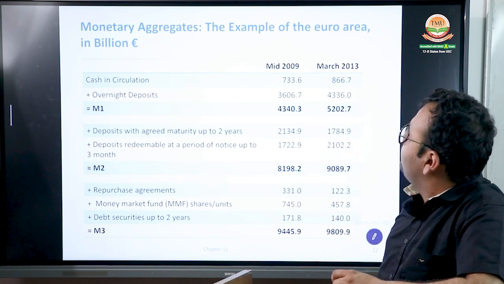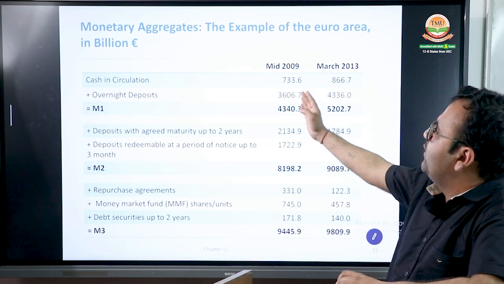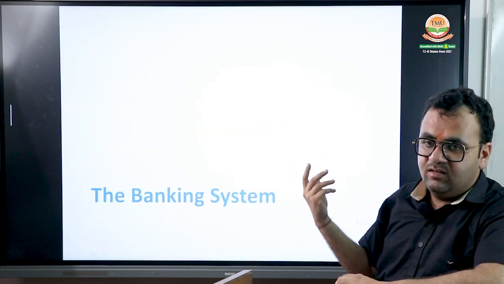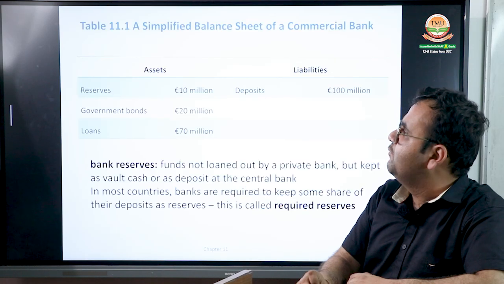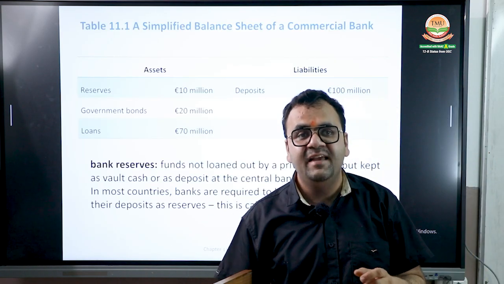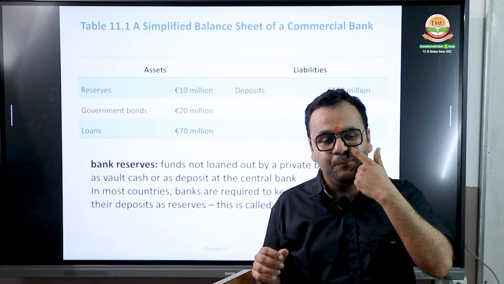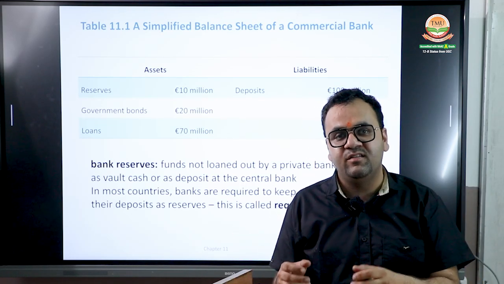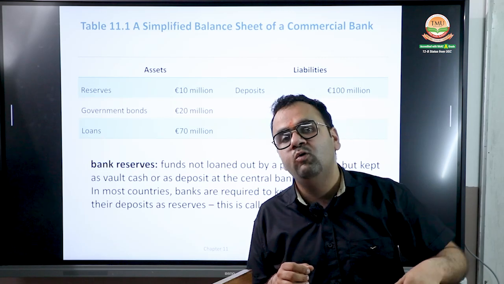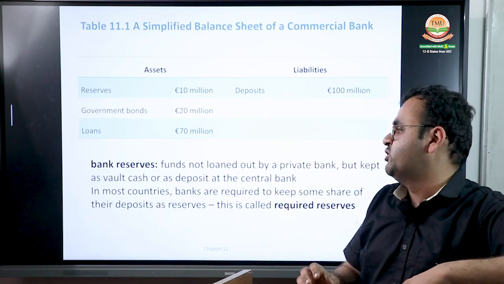Now, monetary aggregates: examples for the European area are cash in circulation and overnight deposits. Now this is about the banking system. What is the banking system? First we will discuss what a bank is. The bank is a place where we deposit our savings and we can borrow loans. It is called a bank, or we can say it is a financial institution.